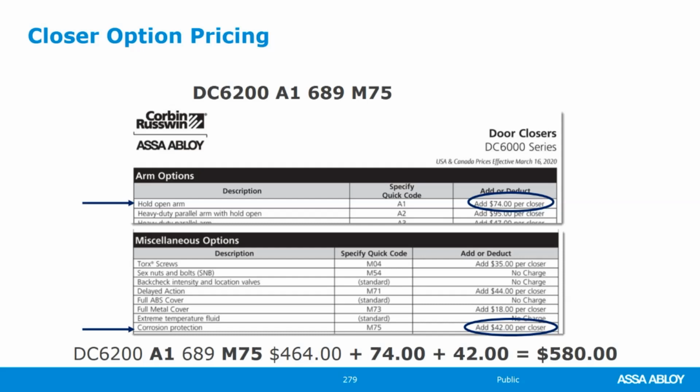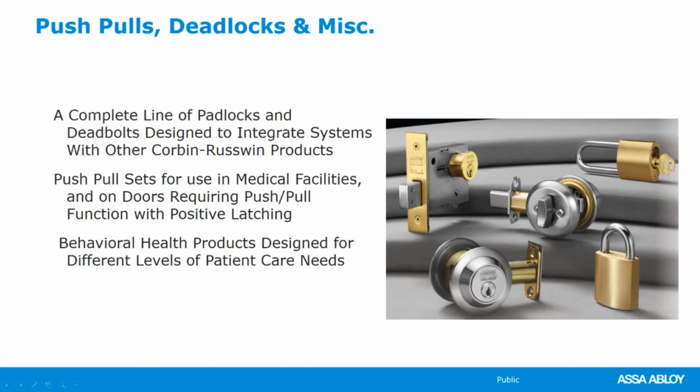All right, let's go ahead and take a look at Corbin Russwin's products, our push pulls, deadlocks, miscellaneous other keyed items. Corbin Russwin does offer a complete line of padlocks and deadbolts. They're designed to integrate with our key systems. We have push-pull sets for medical facilities, for doors that require push-pull function, but yet positive latching. We have behavioral health products that are part of this that are designed to offer different levels of patient care needs.